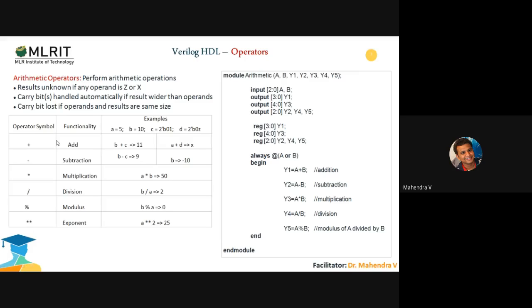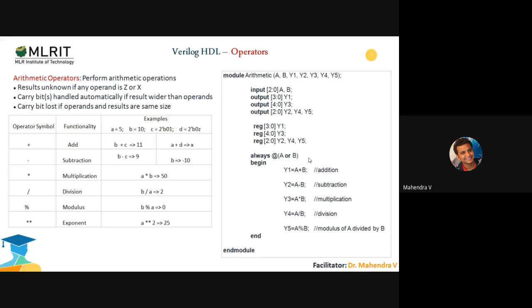These are the symbols we use to perform the arithmetic operations. A few points to remember about the carry bit: if the size is enough to store the carry, it will be stored. Otherwise, the carry will be lost in most cases. Now these are the examples, and this is how we write the program. If you want to perform the addition operation, we write y1 equal to a plus b.